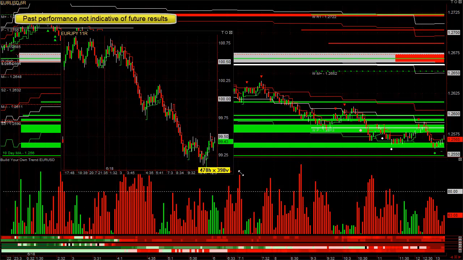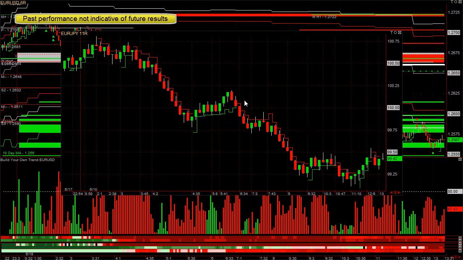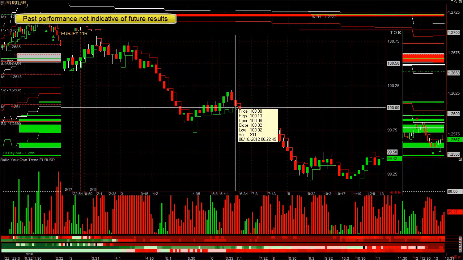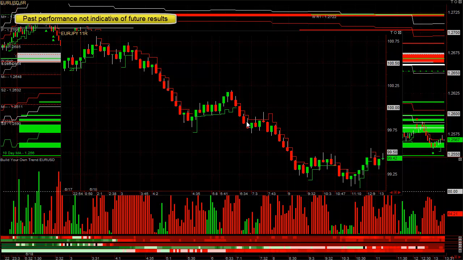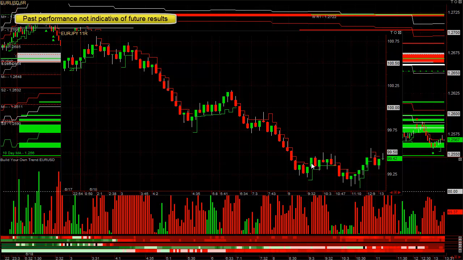And you can use this as a filter for whether to take trades on the other time frame, just knowing where the trailing stop is. Short here, even before 4 o'clock, it caught that big move. Short here at 100, got out down here at 38, nice 62 pip move.